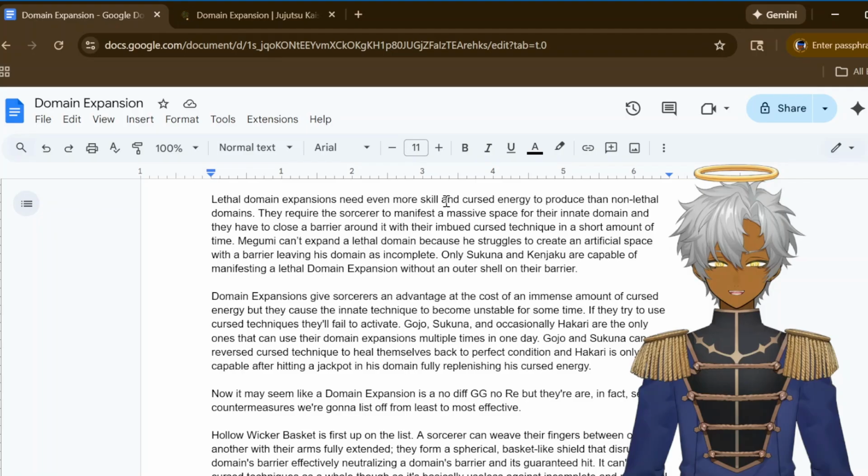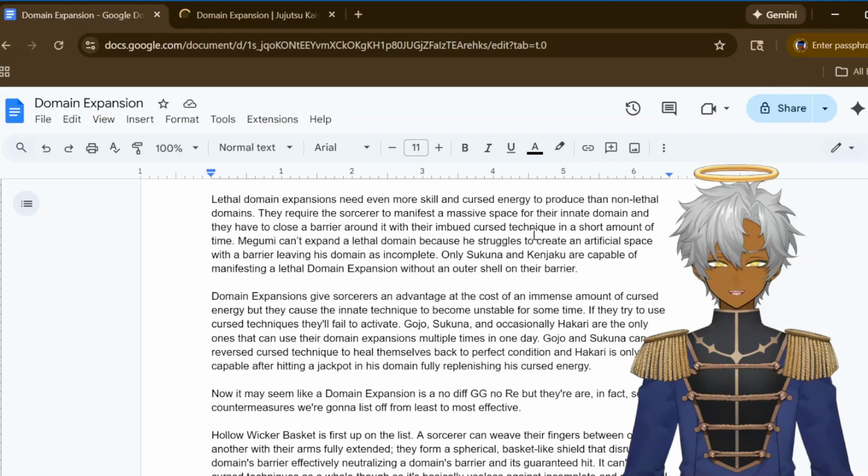And then lethal domains are basically using an attack at all times, and they're specifically targeting and automatically hitting targets within the domain. So obviously it would take more skill, more refined cursed techniques, and it would also take more cursed energy in general to cast. They require the sorcerer to manifest a massive space from their innate domain, and they have to close a barrier around it with their imbued technique.